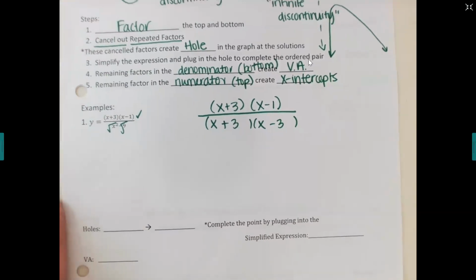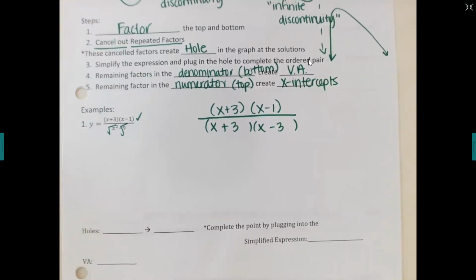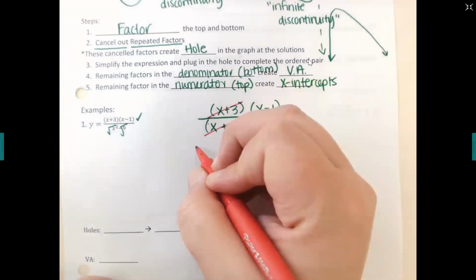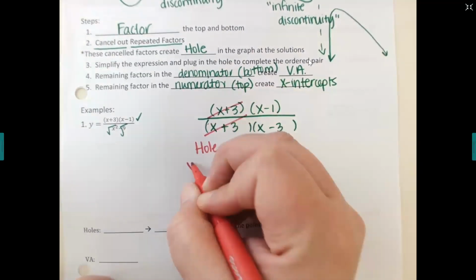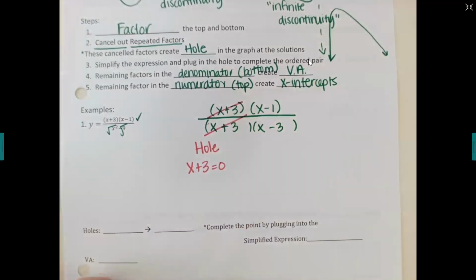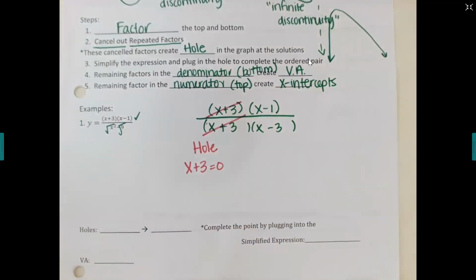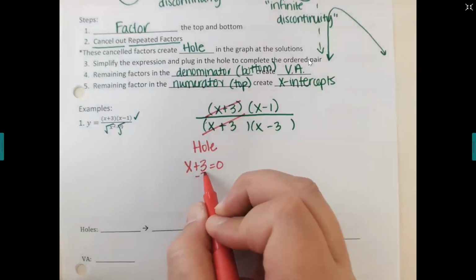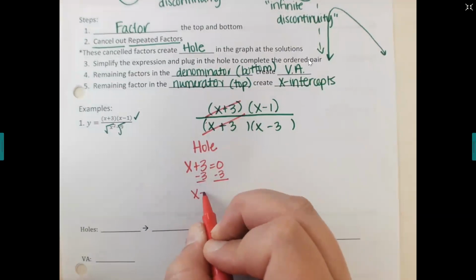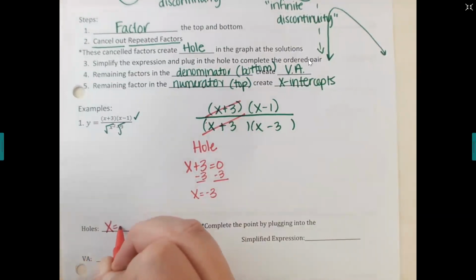Okay, from there, let's follow our steps. We factored top and bottom. Now we're going to cancel out any repeat factors. Is there a factor on top that's also on the bottom? Okay, x plus 3, cross it out. X plus 3 is going to create a hole in the graph where that equals 0. And remember, we already talked about the shortcut: if it's a plus 3, what is the answer going to come out to be? Minus 3. So if you want to skip this part, you would minus the 3 across and say x equals -3 is where the hole is.